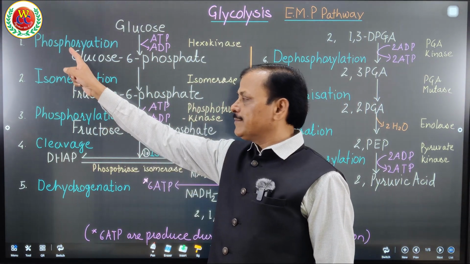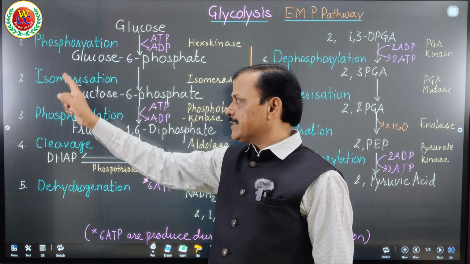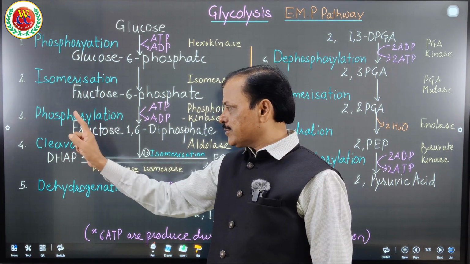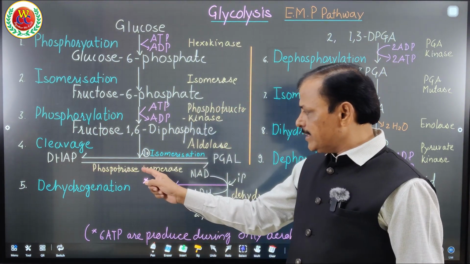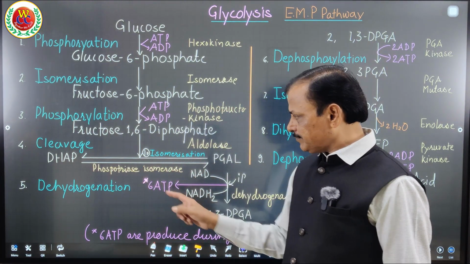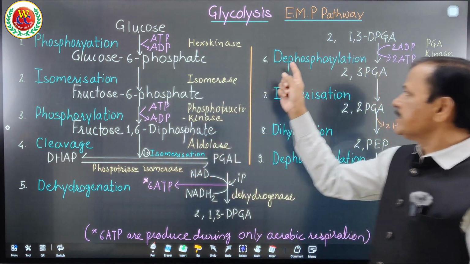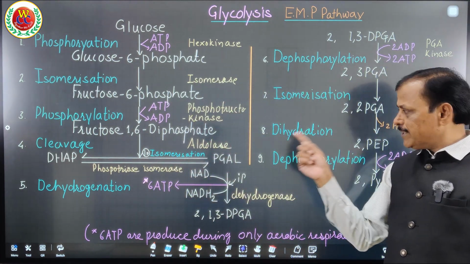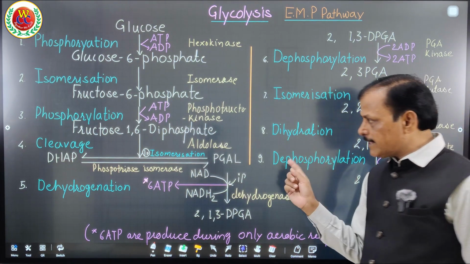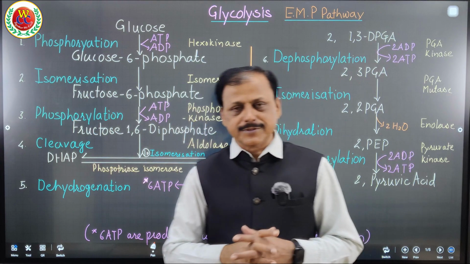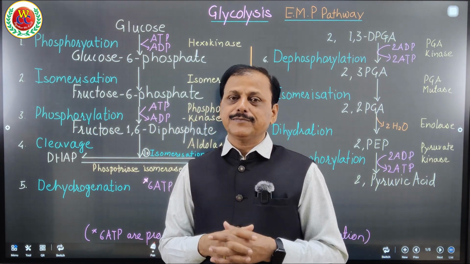There are 10 steps. I read them: phosphorylation, isomerization, phosphorylation, cleavage, isomerization, dehydrogenation, phosphorylation, dephosphorylation, isomerization, dehydration and dephosphorylation. This is the 9th and this is the 10th. These are the steps.